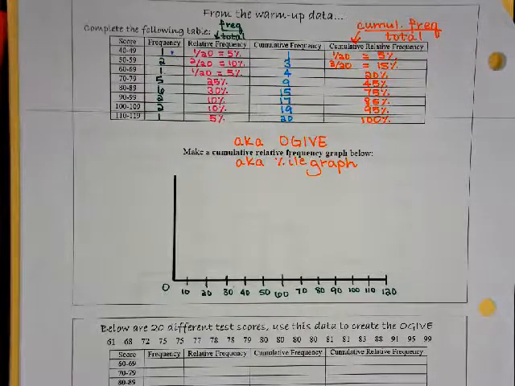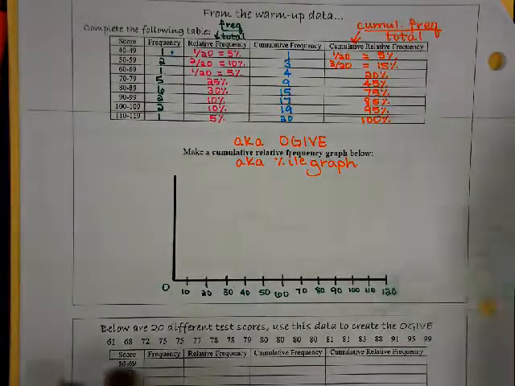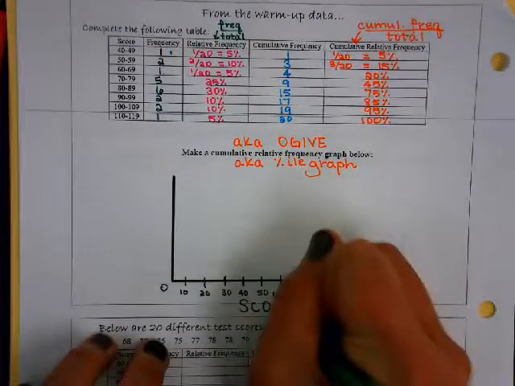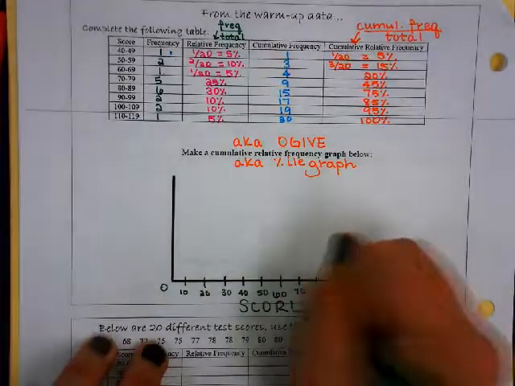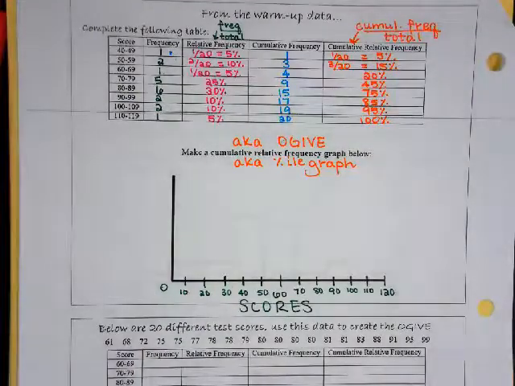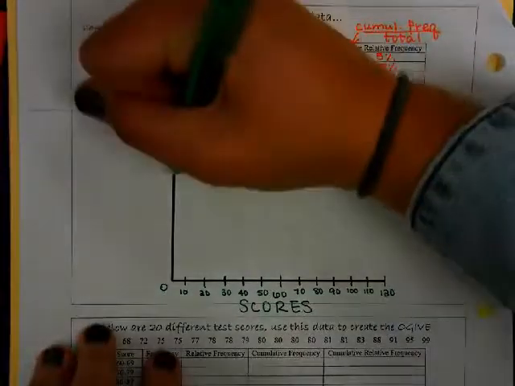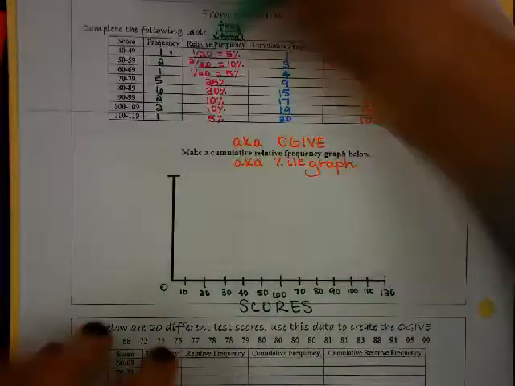And then label it scores. I almost forgot that part, sorry. And then, like I said, on the y, we're going to do the cumulative relative frequency, which goes up to 100%. So I'm going to make the top 100.